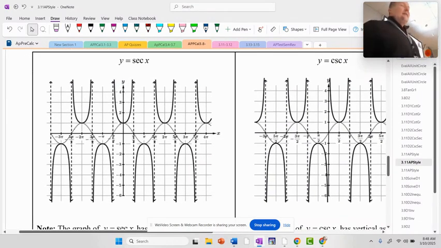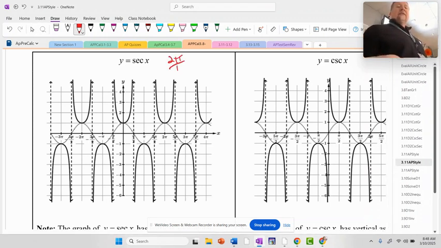I'm going to take care of the parent stuff first. Then we'll go back to the AP questions, because what we're doing is synthesizing the last 2 days of notes. Thursday was secant, cosecant. Friday was tan, cotan.